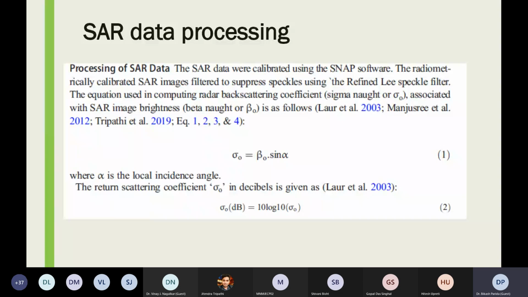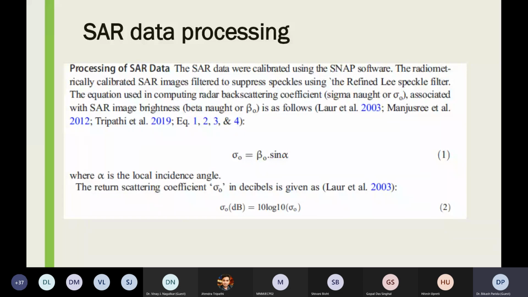The slant range data is converted to ground range, and the following formulas are applied. That is sigma naught equals beta naught into sine alpha, where alpha is the incidence angle of the SAR, and therefore the incidence angle is very useful. That incidence angle data we can get from the metadata, and then we compute the sigma naught. Sigma naught is calculated in decibels by using the logarithmic scale, that is 10 into log10 of sigma naught.